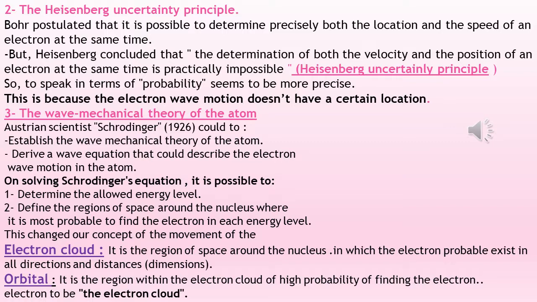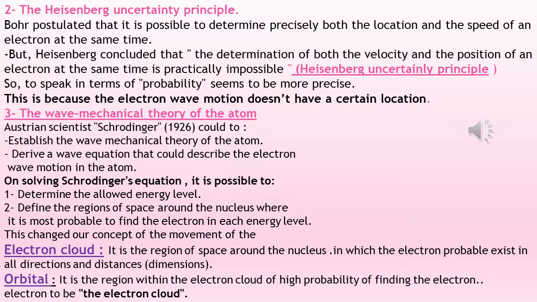Now I'll talk about the wave mechanical theory of the atom. On solving Schrödinger's equation, it's possible to determine the allowed energy levels and define the region of space around the nucleus where it's most probable to find the electron in each energy level.